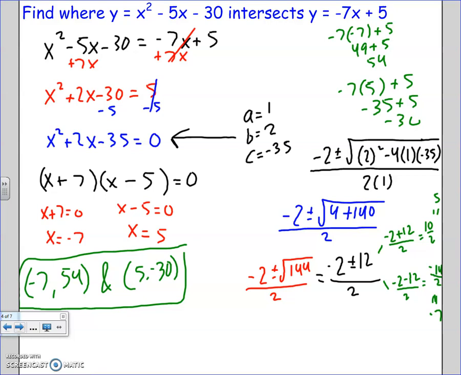But then you have to plug it in. So you have to get the negative 7 and 5 by solving, by either factoring or the quad formula. Once you have the x's, you have to plug in for the y's.